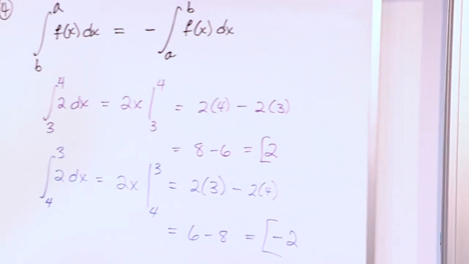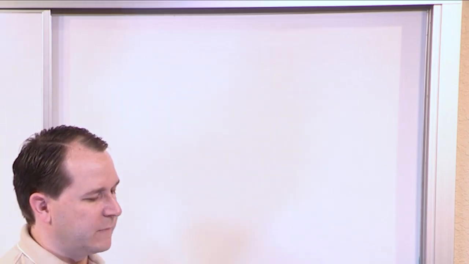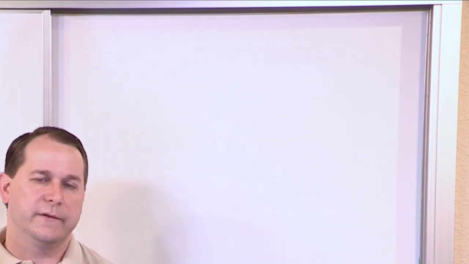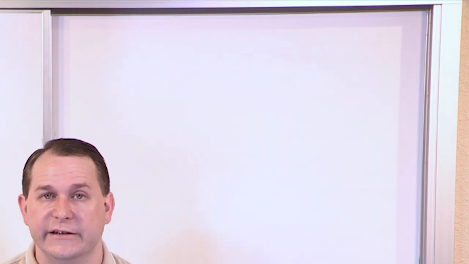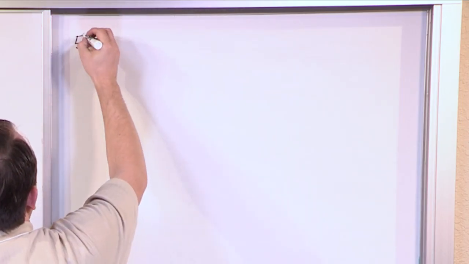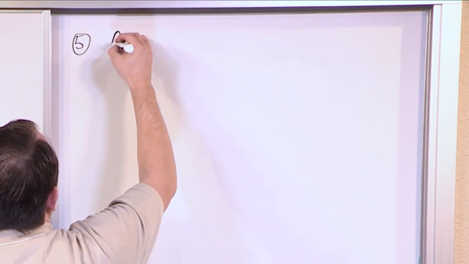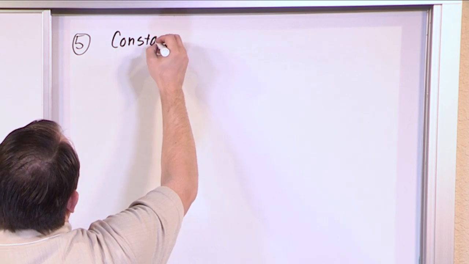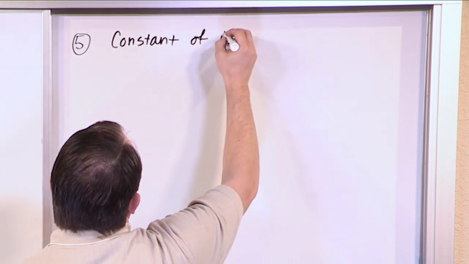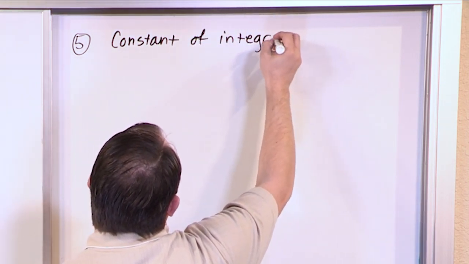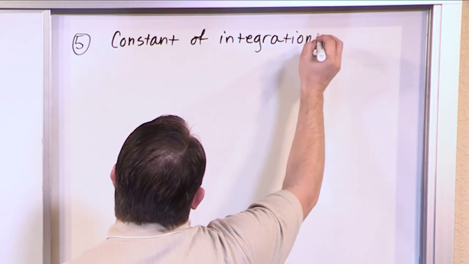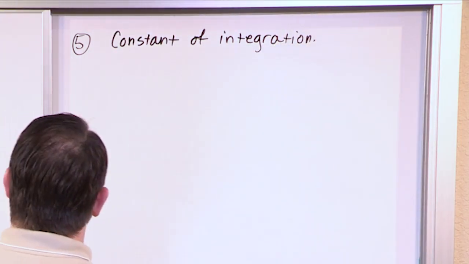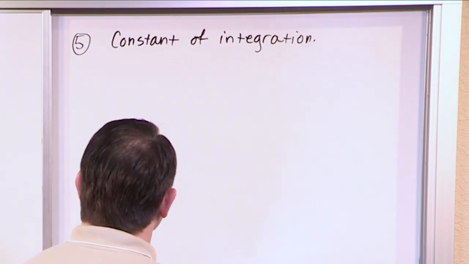Now what I want to do next is talk a little bit more about something very, very important. That's called the constant of integration. So you see this in books. A lot of students don't understand where it comes from or why it's important. So I'm going to actually label this because this is very important. The constant of integration. I can't stress enough how important. Some of these other things are kind of nice to know, but this one's really, really, really important.